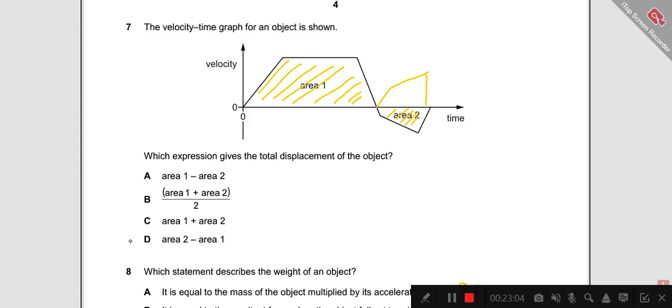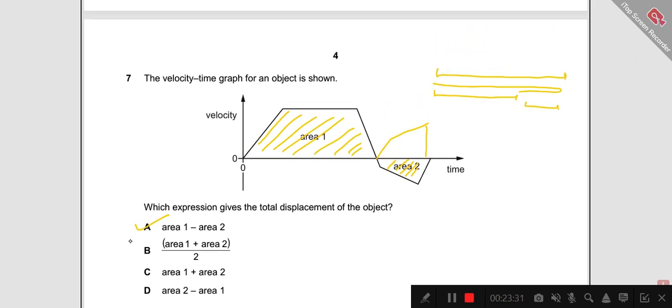But because they are in the opposite direction, it's like an object started, moved a certain distance, and then came back. So the resultant displacement we find like this, right? That is, we take the difference of both the displacements. So this is the same thing we are going to do here. We are going to find the area of one, and then subtract the area of two to get the final answer, which would give us the resultant displacement. That is, option A is correct here.